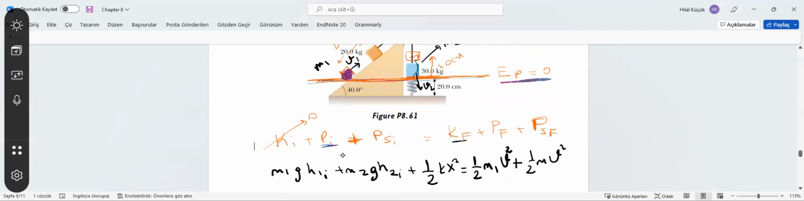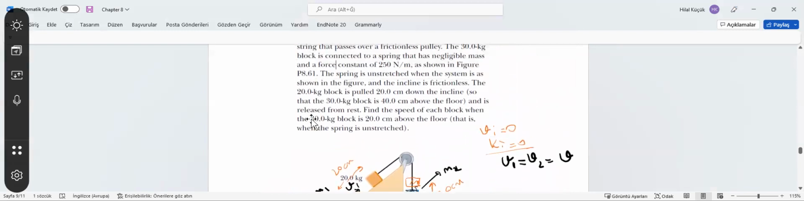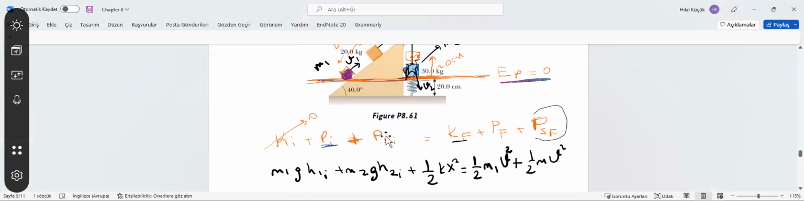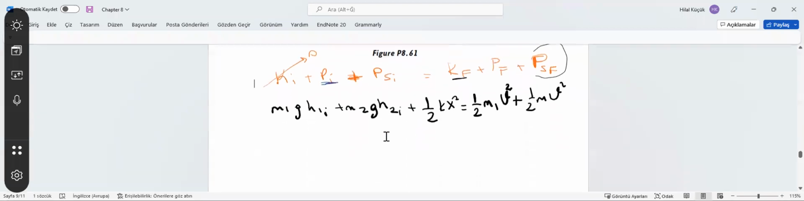Also, I will add potential energy, but I want to come to the spring one first. When it comes to here, it is unstretched. The question says that at the first position the spring is unattached and the system is shown like that. The system must return, and of course the spring is not stretched. So the potential energy for the spring part will be 0.